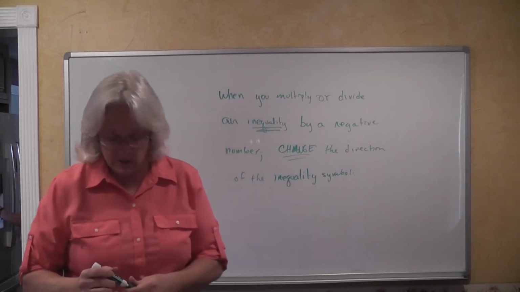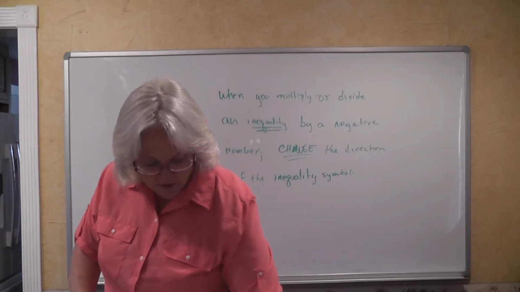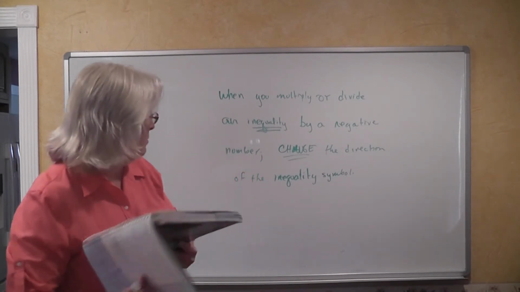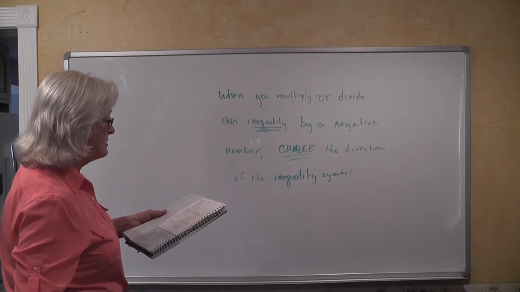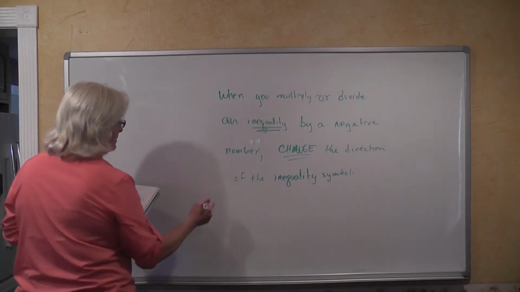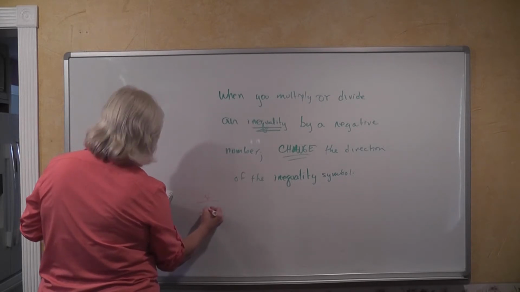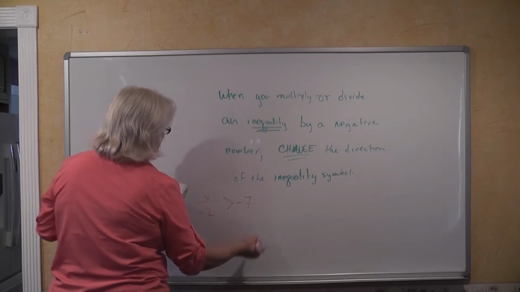And let me just do a couple of examples here. It's very straightforward. They have 3. Let me go ahead and do 1, 2, 3 very quickly for you. We have x divided by a negative 2. This is example 1. x divided by a negative 2 is greater than a negative 7.